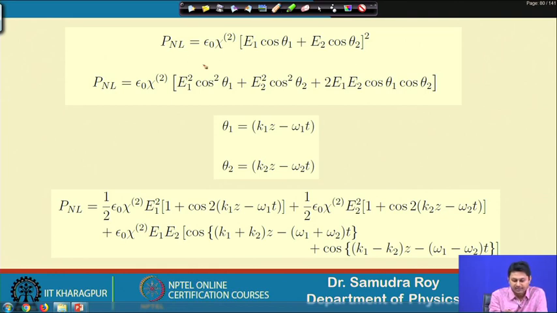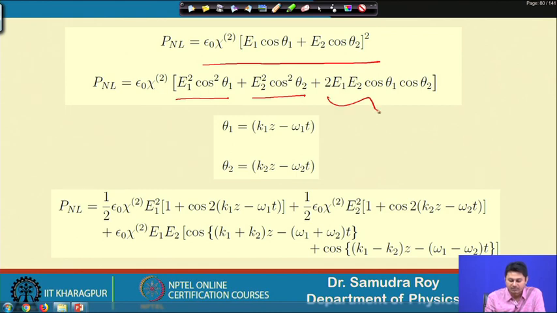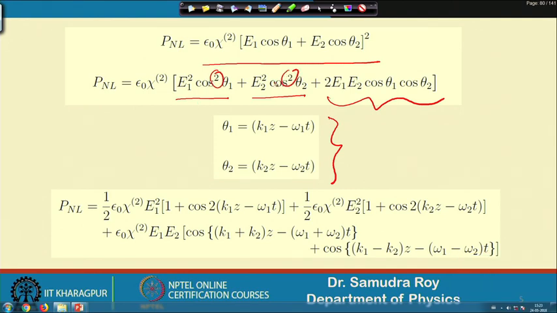So, P nonlinear here, as I mentioned, it is this. Now if I make a square of these two terms, E 1 cos theta 1 plus E 2 cos theta 2, it will be E 1 square cos square theta 1, E 2 square cos square theta 2, and then the cross term, the famous cross term, 2 E 1 E 2 cos theta 1 cos theta 2. Theta 1 and theta 2 are represented by this, we have already mentioned that. Now, this square term, in the previous way we just reduce to half of 1 plus cos 2 theta, which is basically cos square theta. So, we will do the same thing.